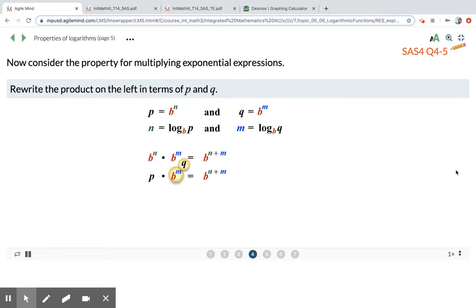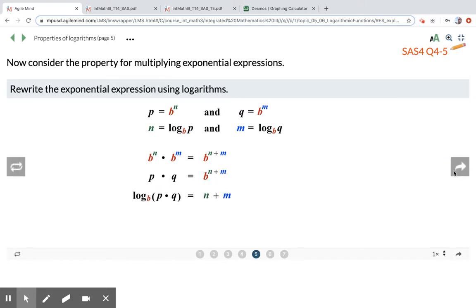So what we're going to do is substitute in P. We're going to substitute in Q. Again, just trying to simplify things a little bit. And then I'm going to rewrite it as a log. So I went ahead and tucked in P and Q just to make it easier. And now that I don't have exponentials on both sides, I can rewrite it as a logarithm. So log base B of my argument, which is P times Q, equals my exponents, which was N plus M.